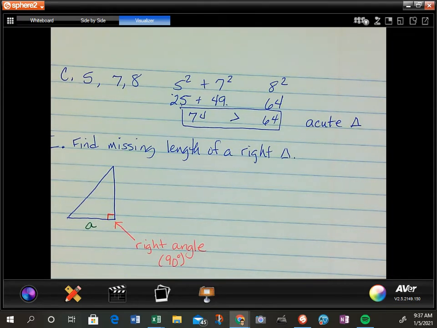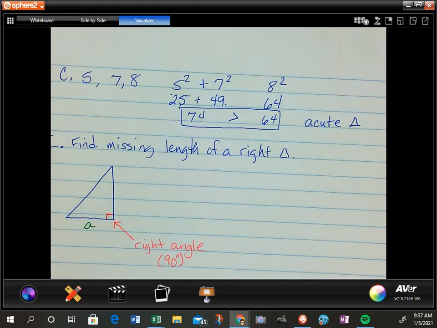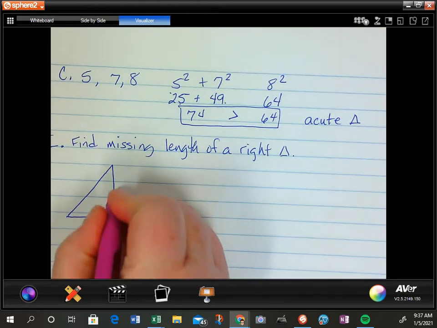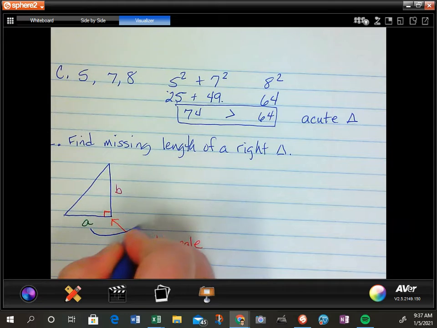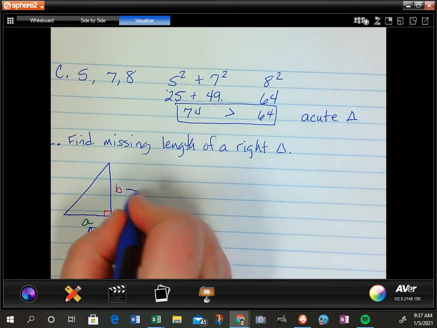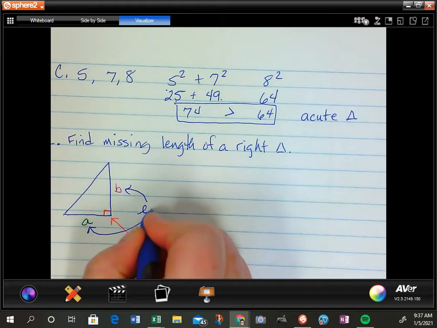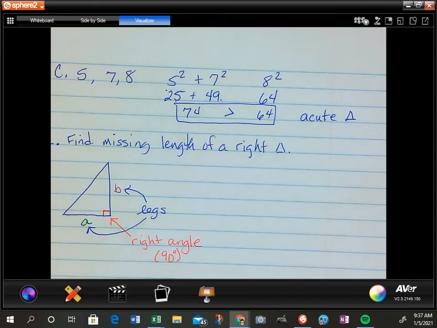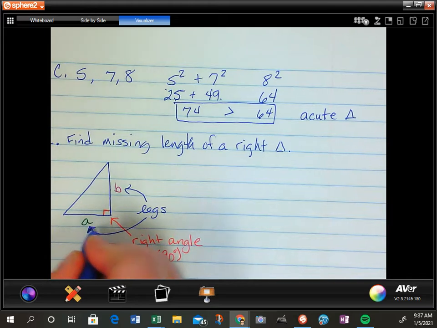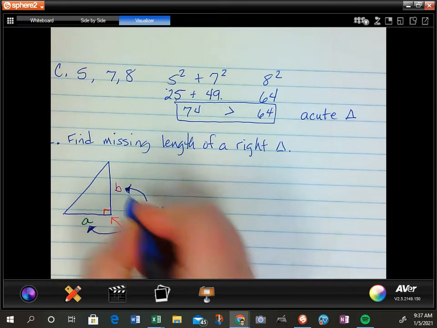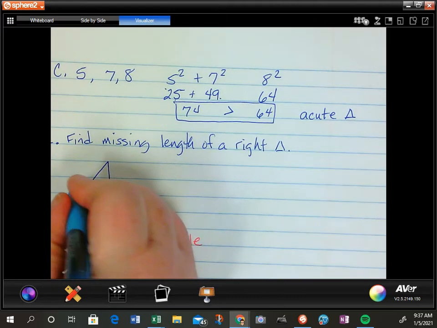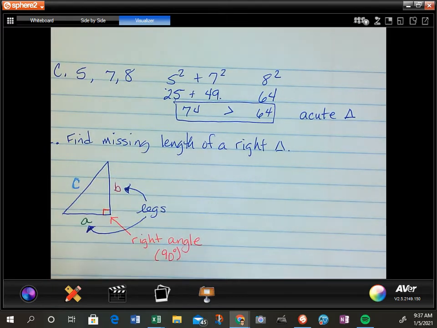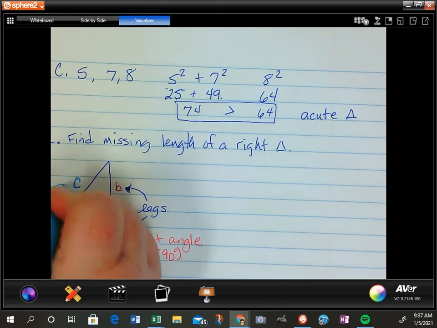Okay, so I'm going to call that one A, and I'm going to call this other one B. These two are called legs of a triangle. Like my arrows filled in. I don't know why. Okay, so now we have our legs. This last one is called C. You probably know all of this from 8th grade. C is called the hypotenuse.